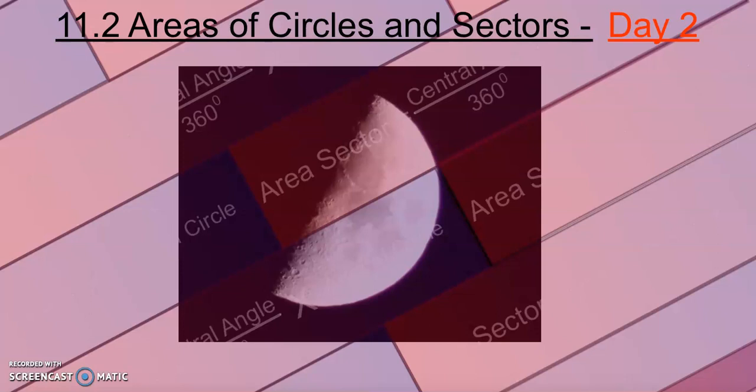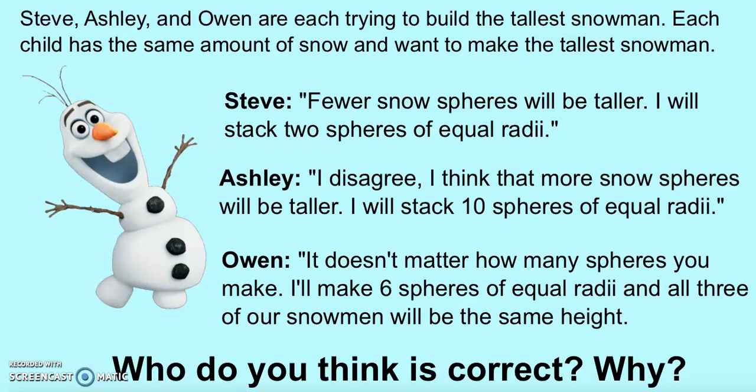All right, this is the second presentation of section 11.2, where we're trying to figure out the area of circles and related sectors. Now, in the first day's presentation, I talked about this problem where Steve, Ashley, and Owen were going to try to build the tallest possible snowman. And Steve said, I should probably go with the fewest number of spheres I could make.